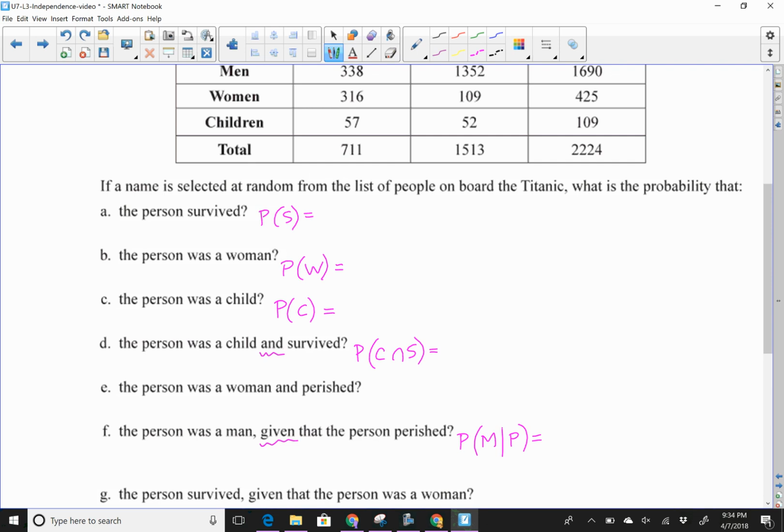All right, I hope that helped, and y'all have fun figuring out which events are dependent and independent and whether or not that had any effect on people that survived the Titanic.